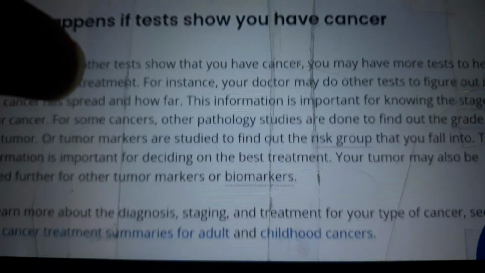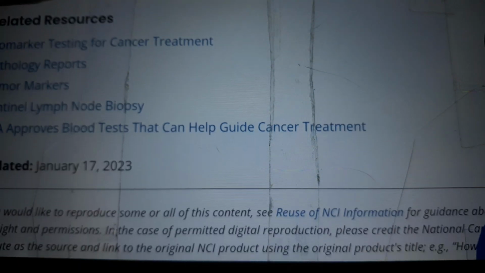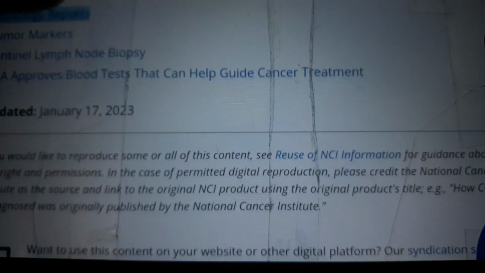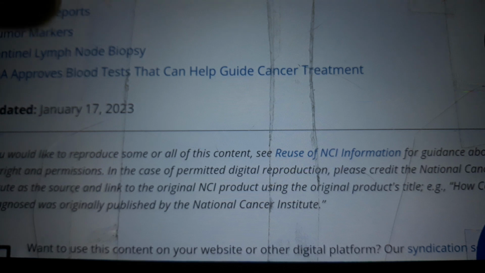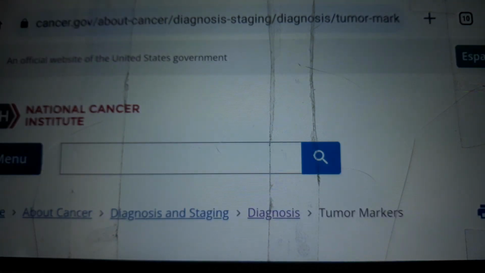What happens if tests show you have cancer? And then you have the related resources on that. There's biomarker testing for cancer treatment, pathology reports, tumor markers, sentinel lymph node biopsy, FDA approves blood tests that can help guide cancer treatment, FDA approved tests.